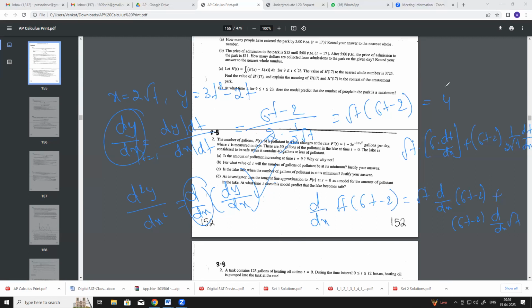You know what is the value of dt by dx? They gave x. So dx by dt is 2 into 1 by 2 root t, which is 1 by root t. So dt by dx is root t. So you'll plug in dt by dx here. So d square y by dx square is not easy.